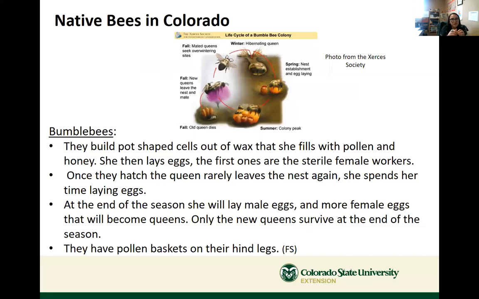And bumblebees actually are kind of neat because they have these big pollen baskets on their hind legs. If you see a bumblebee fly by you, you might see big pollen baskets on them.